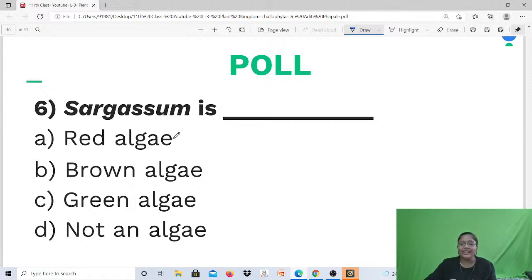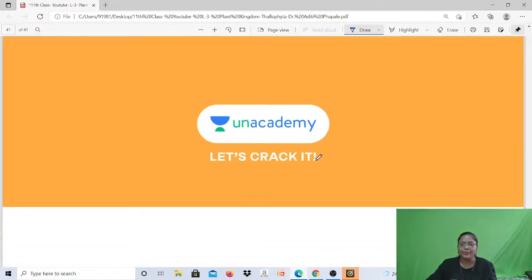Sargassum is dash: red algae, brown algae, green algae or not an algae. All these answers you will get to know if you have listened carefully to my lecture. All the answers are in my presentations. Whatever presentation and lecture I have done today, all the answers are in that. So if you have observed my slides carefully or listened to me carefully, you will definitely get all the answers right. And these are the questions which are asked as MCQs in entrance exams as well. Sargassum is brown algae.